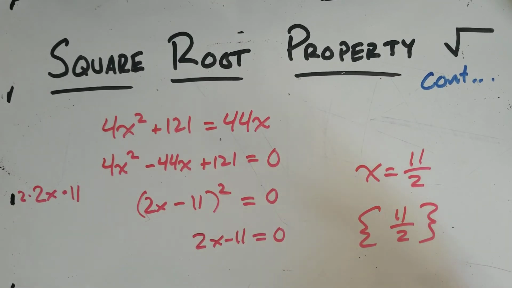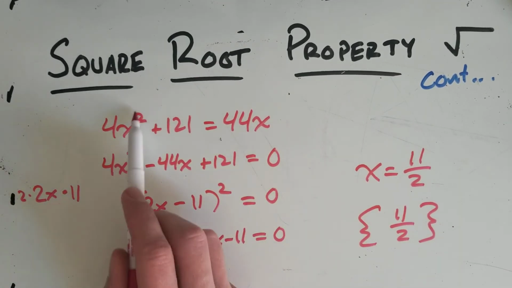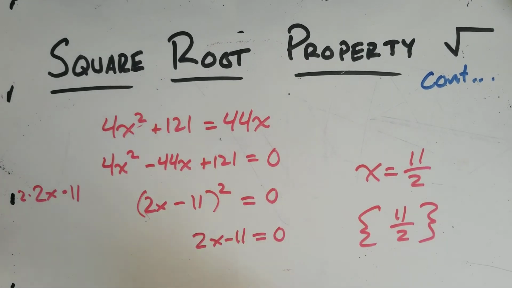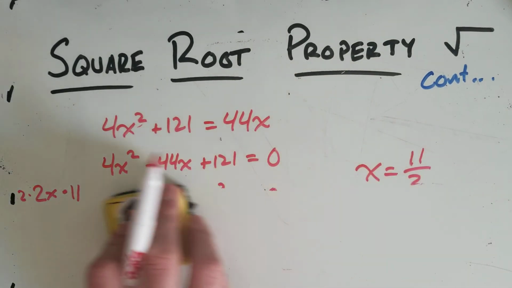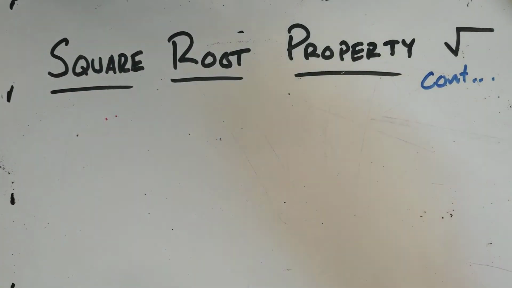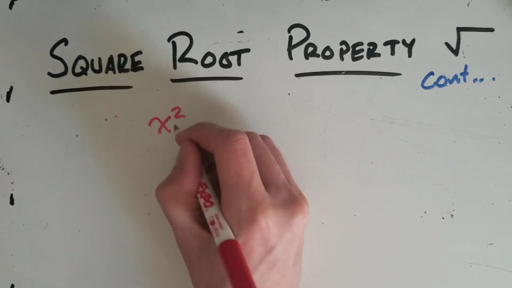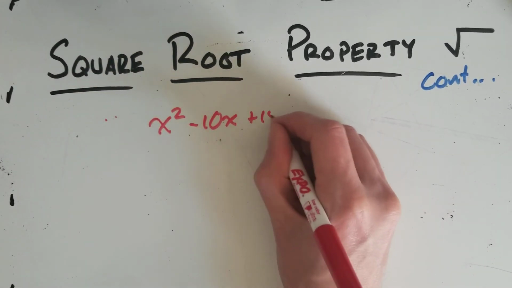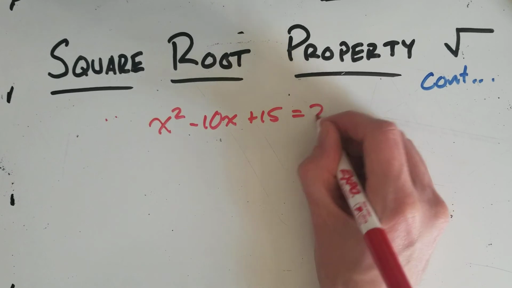You don't have to have 2 solutions. You could have a maximum of 2 solutions because we're degree 2. But we have one solution, and that's fine. All right, our last question of the day. And let's see, we have x squared minus 10x plus 15 equals 26.